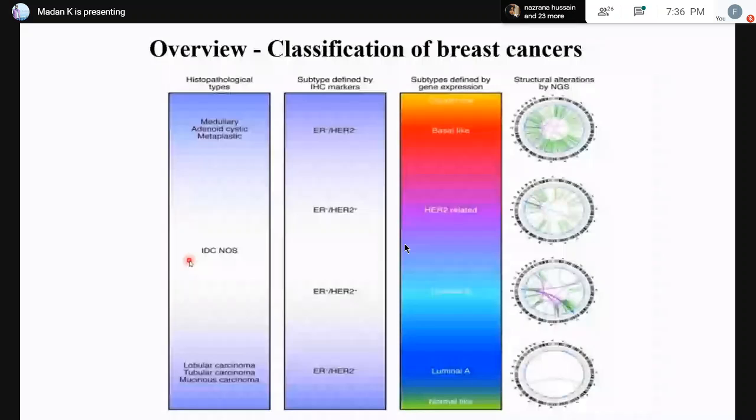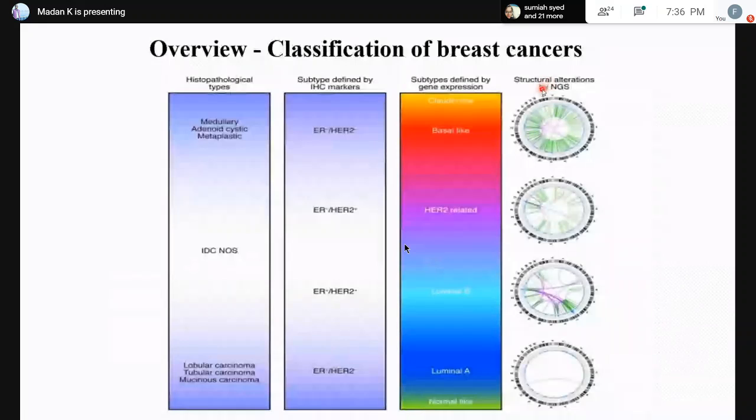Based on histology, they can be divided into invasive carcinoma (NOS), and then we have the special types. Based on the IHC markers, they can be divided into ER positive, HER2 negative; ER positive, HER2 positive; ER negative and HER2 positive; and ER and HER2 negative. Based on gene expression levels, we have subtypes like luminal, which is subdivided into A and B, HER2 enriched, basal-like, Claudin low, and a few minor groups. NGS is used to assess the multiple genomic aberrations.